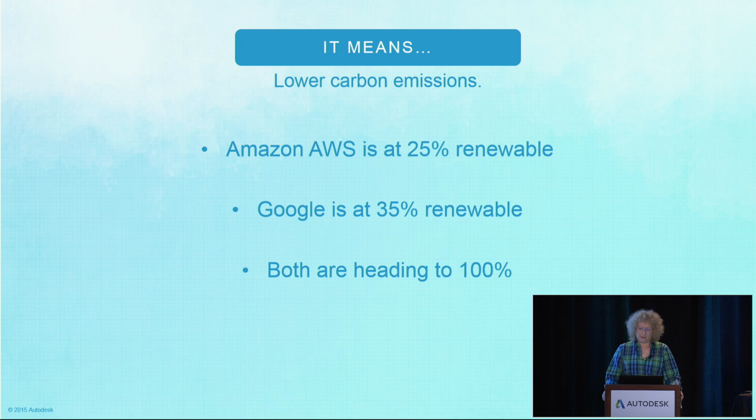Being green is certainly important to everyone nowadays. Lower carbon emissions, I think, is a great way to go. So Amazon, currently at 25% renewable, heading to 40% by next year. Google, 35%. All are heading towards 100%. Combining that with the efficiencies of newer hardware, that means lower costs can be passed on to you. When power is generated where you use it, you don't have loss in the lines leading from the power generation to where it's used. So that's an even greater efficiency.